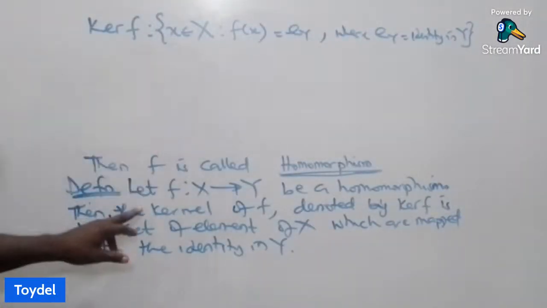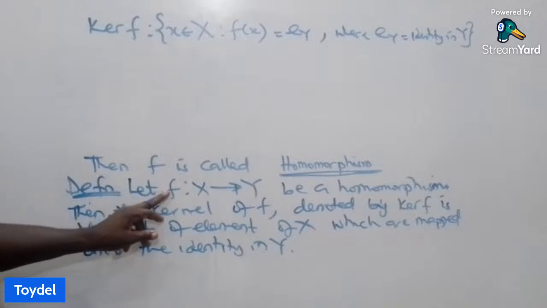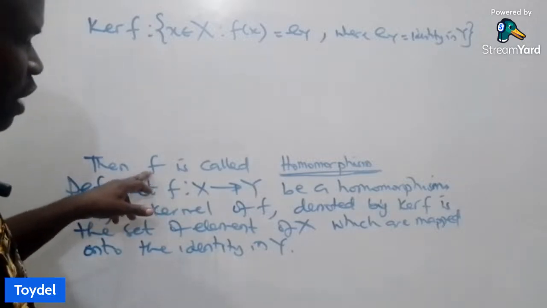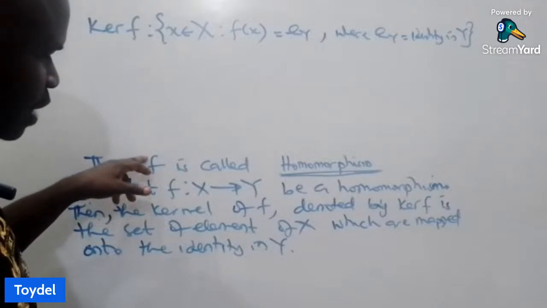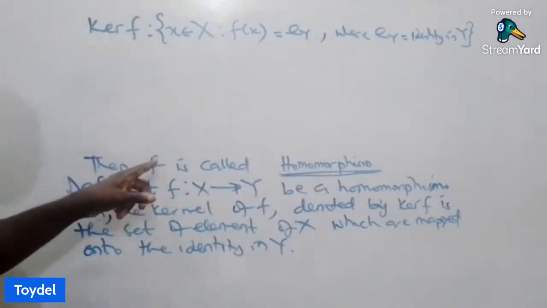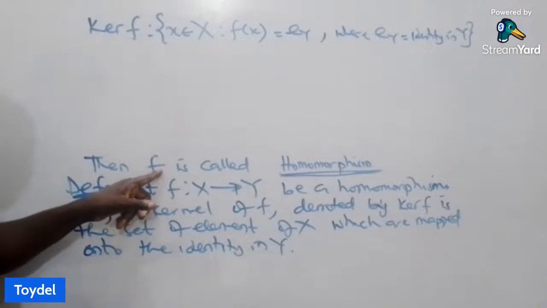For us to have a kernel of this homomorphism, this mapping F is called a homomorphism. We know the meaning of homomorphism now. Homomorphism is a mapping from one group to another group, and that mapping must preserve the structure of that group. So F is no longer an ordinary mapping, but it's called a homomorphism. Okay? Then when do we say that F has a kernel?